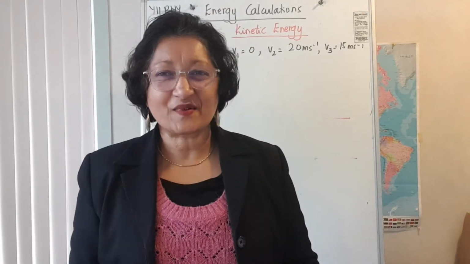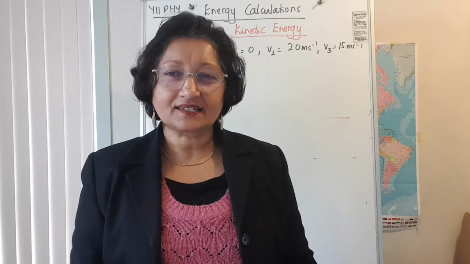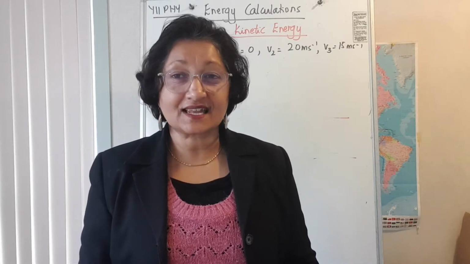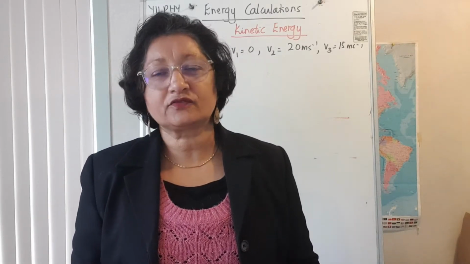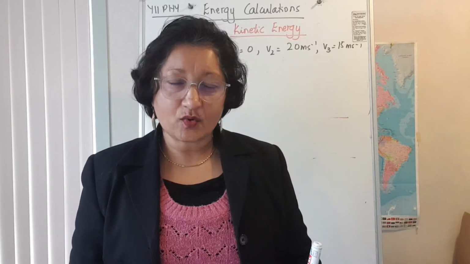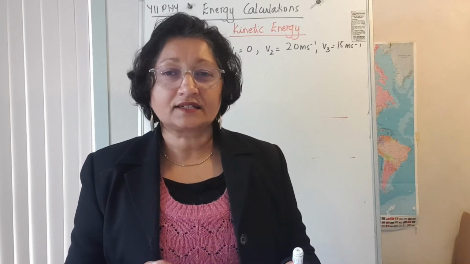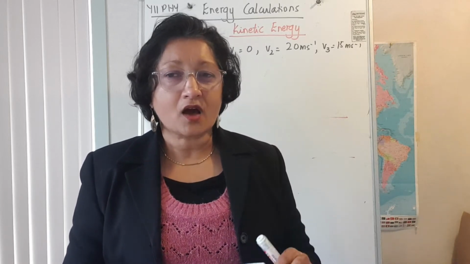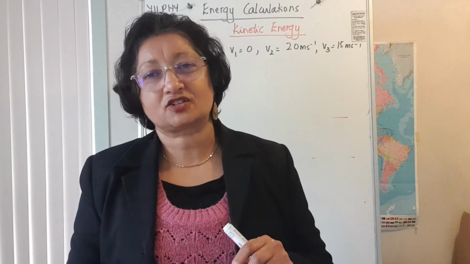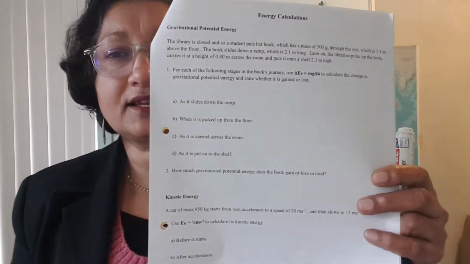Hi everyone, welcome back to another lesson, and this one is a lesson on how to calculate kinetic energy using the formula Ek is equal to half mv squared. Now this is a continuation of the previous video, and it's following on from how we calculate gravitational potential energy. So this is from the same page on energy calculation.